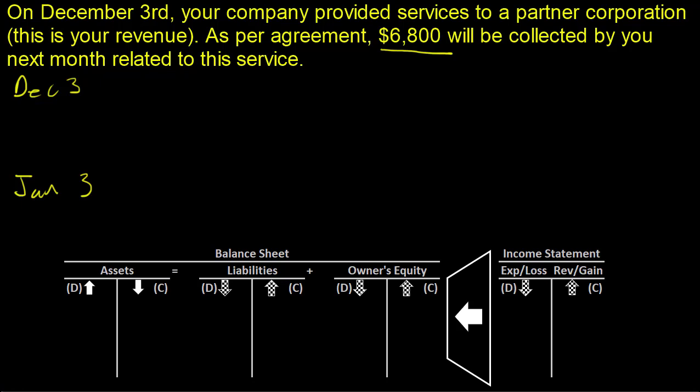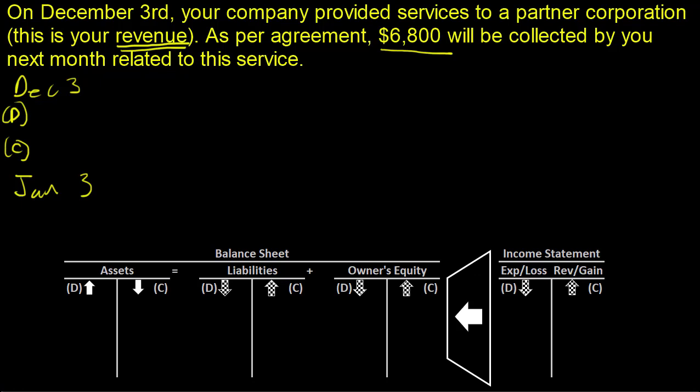So your company provided services to a partner corporation. This is your revenue. Oh my gosh, it gives you one of the entries right there. As per the agreement, $6,800 will be collected by you next month related to the service. That means it was sold on account, all right? So let's start with our debit and our credit here. Debit and credit associated with this sale, all right?